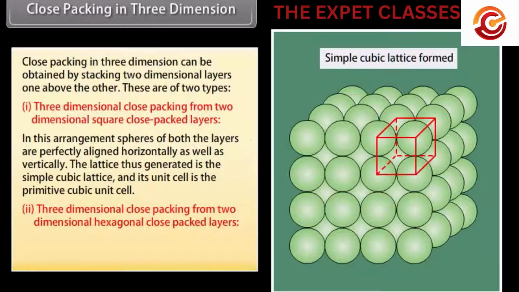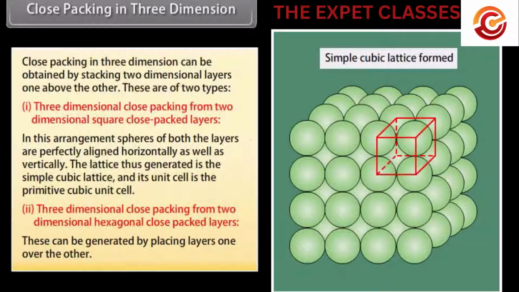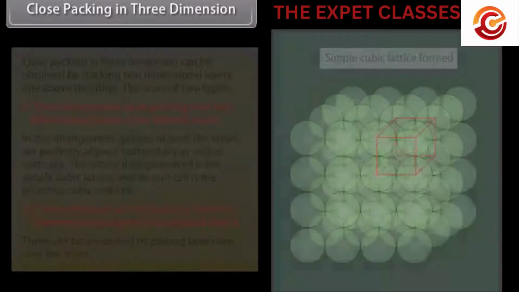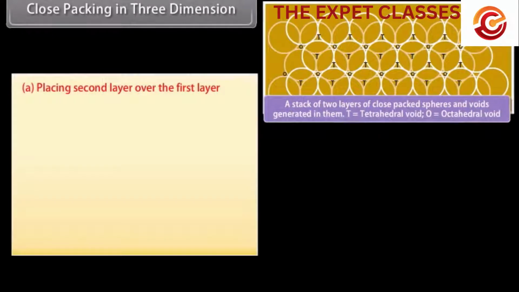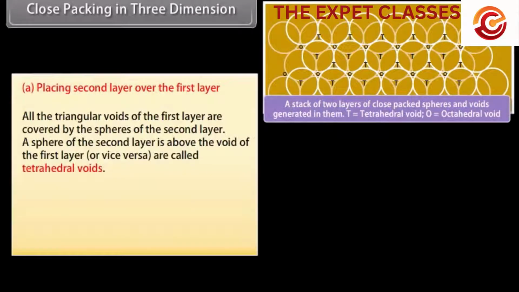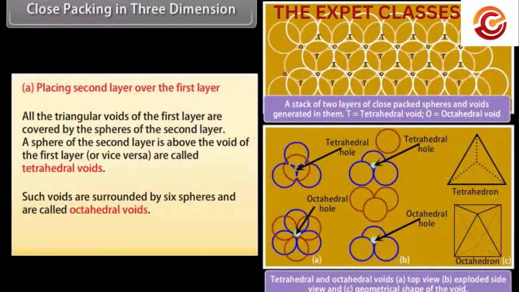3-dimensional close packing from the 2-dimensional hexagonal close packed layers. These can be generated by placing layers one over the other. A. Placing second layer over the first layer. All the triangular voids of the first layer are covered by the spheres of the second layer. A sphere of the second layer above a void of the first layer, or vice versa, forms tetrahedral voids. Such voids surrounded by 6 spheres are called octahedral voids.